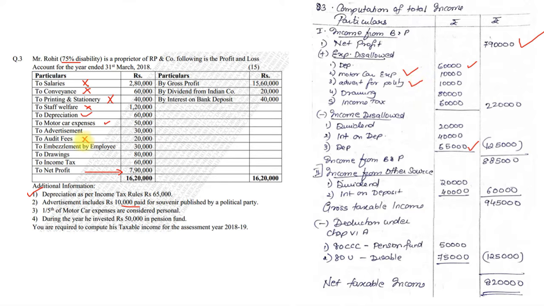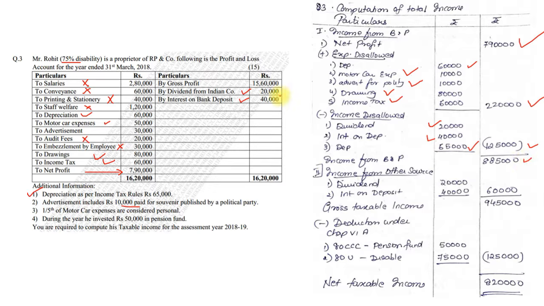Audit fees in normal business cannot come. Embezzlement normal. Drawing and income tax, yes, both will come. We add up, we get 2,20,000 as a disallowed expenditure. Now income disallowed may we have dividend and interest both. We add up, we get 1,25,000. So 7,90 plus 2,20 minus 1,25, 8,85,000 is the income from business and profession.